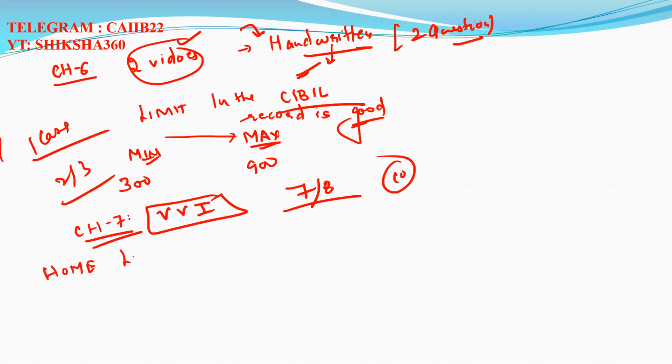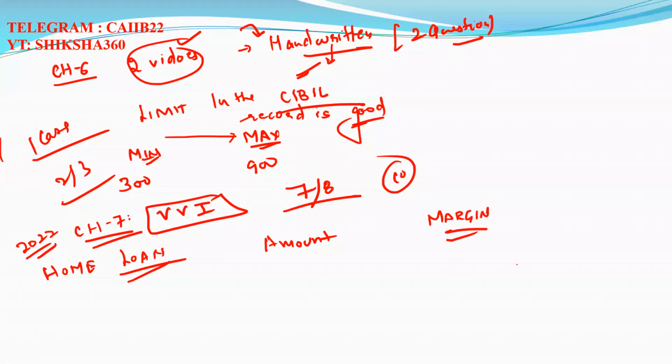What is the margin? This point they have already asked in the examination in February 2022. So what is the margin? You can say that margin, otherwise that is LTV, loan to value ratio. If the amount is up to 30 lakh, margin here is 10%. Clear, margin here is 10%.